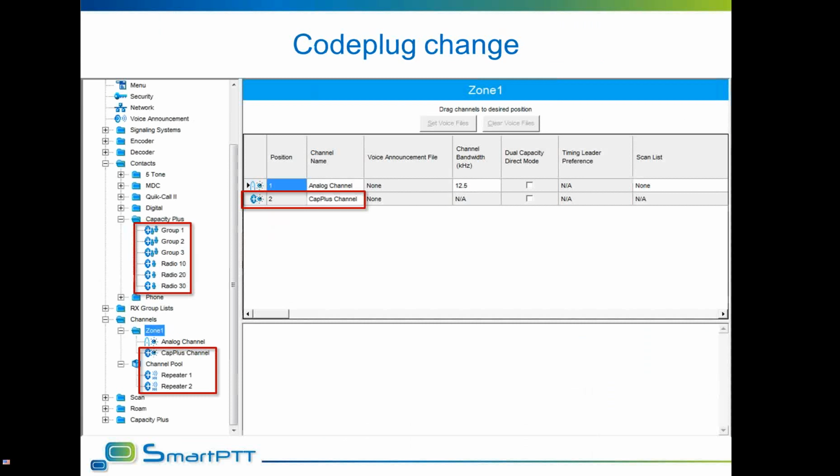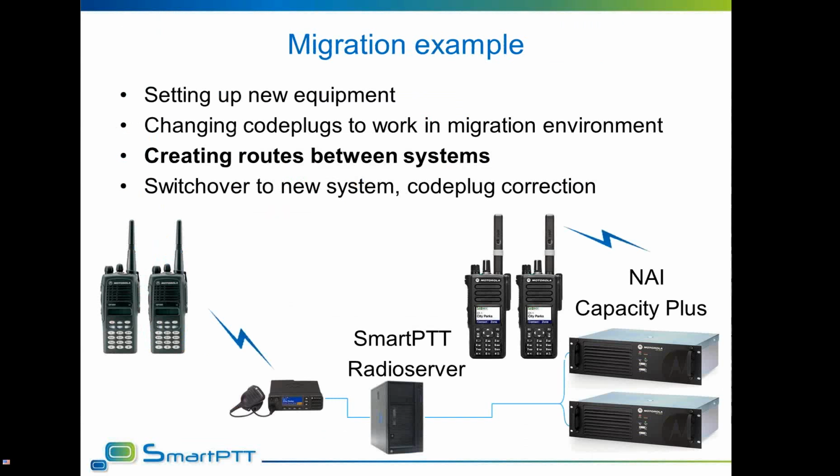So, now we are creating a set of channels to work with repeaters and a contact list for Capacity Plus system. Now we must create a bridge between these two systems, so that users will not notice the switchover process. Digital users will talk to analog users just the same way as they were talking before. That is the part where SmartPTT comes into play. We are installing a radio server in this system, connected to Capacity Plus network. Also, we have a gateway analog control station to transfer calls from one system to another.